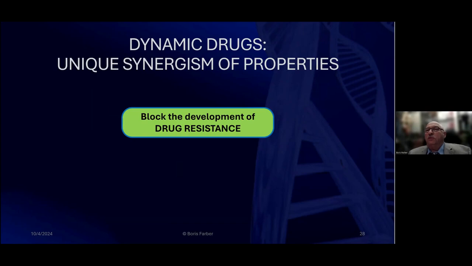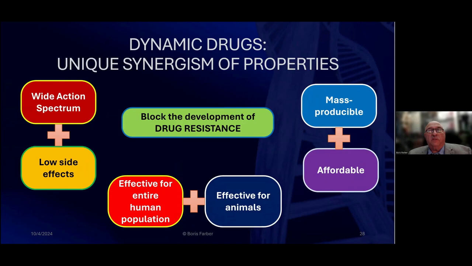Using the dynamic approach, we solve a very important problem: we block the development of drug resistance, because static drugs are not changeable, they can't do this. In addition, we get a set of great properties like wide action spectrum, but low side effects, mass production, and personalization, which is affordable, effective for the entire human population and effective for animals.